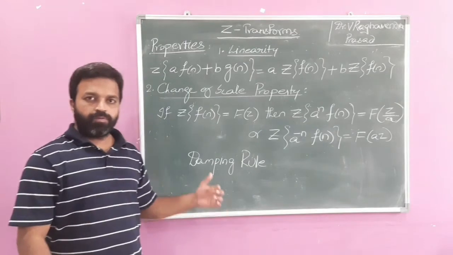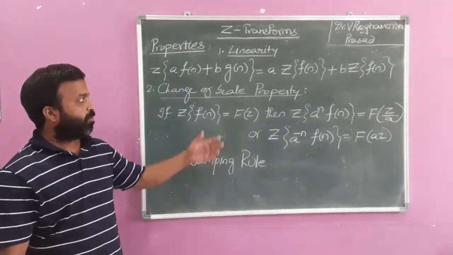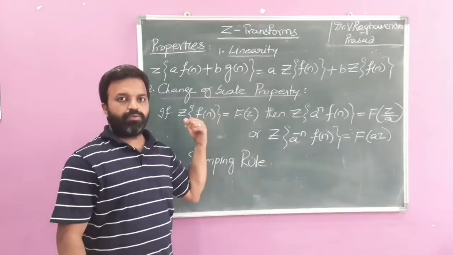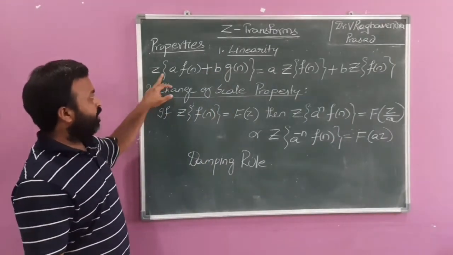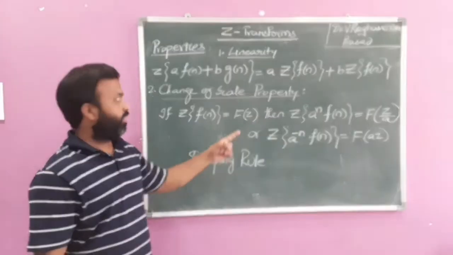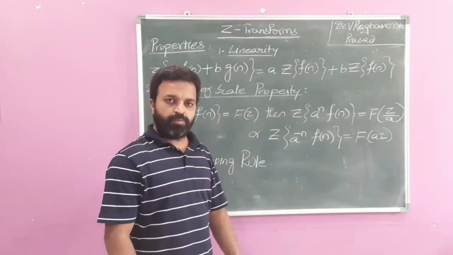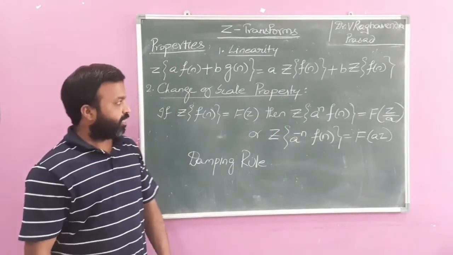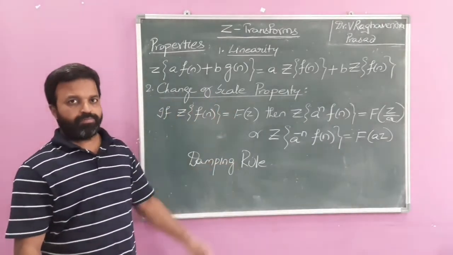Now we will see the properties of the z transform. The main properties are linearity. We know the linear property: z of a into f of n plus b into g of n gives a into the z transform of f of n plus b into the z transform of g of n. Next, another important property, the change of scale property.